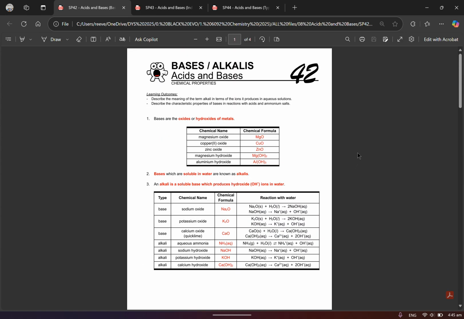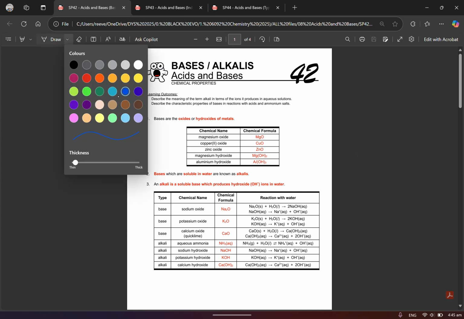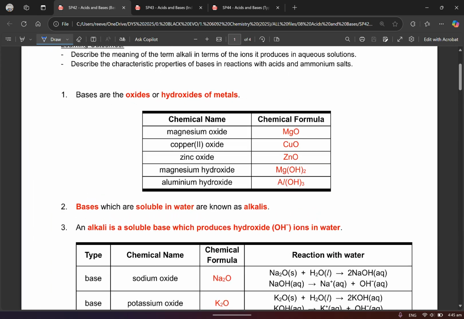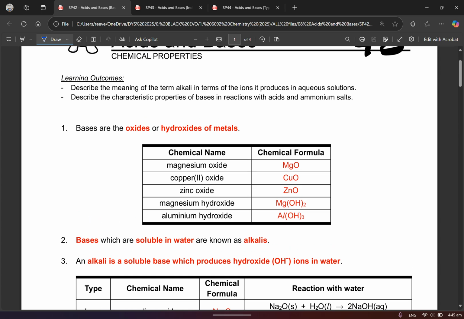For today, we are going to start on the lesson on bases. It's a very important chapter. We have finished the chapter on acids, so now we are going to look at bases. First question: what is a base? This is the definition of base.